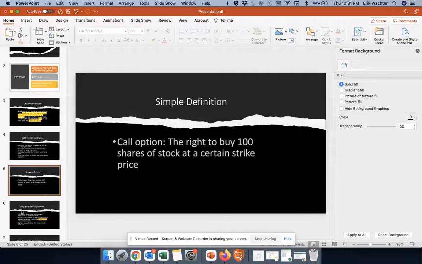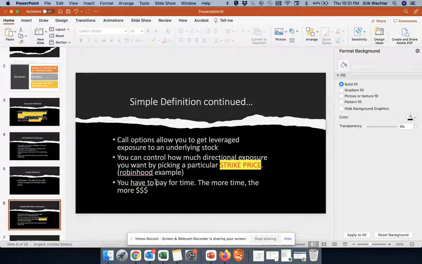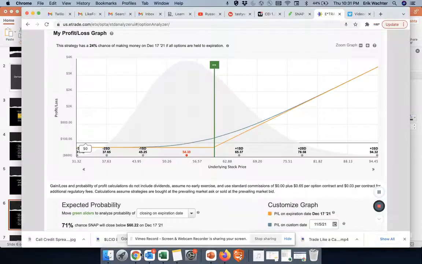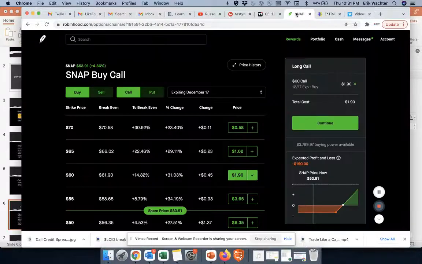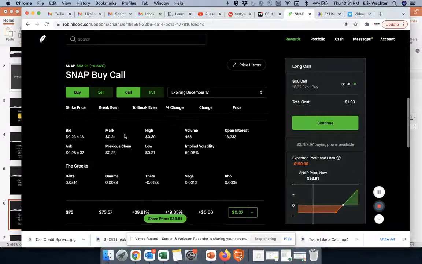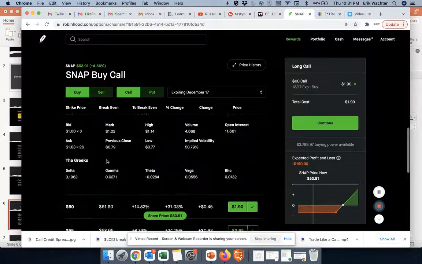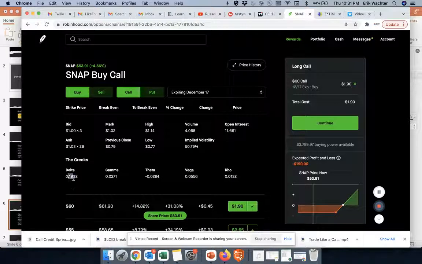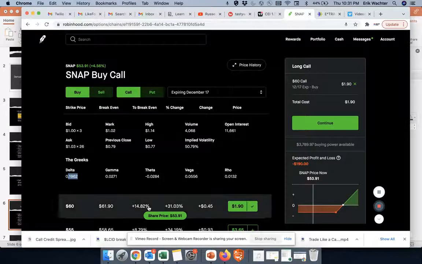Let's move on. Simple definition. We got the strike price and talked about direction. We're going to get into delta, but when we're talking about directional exposure, just know that the farther away from the current price, the less directional exposure you have. A good way of looking at how much directional exposure you have is the delta. I've made a video before that goes in depth about delta, so I'm not going to talk about it here. I'll link to it above somewhere.